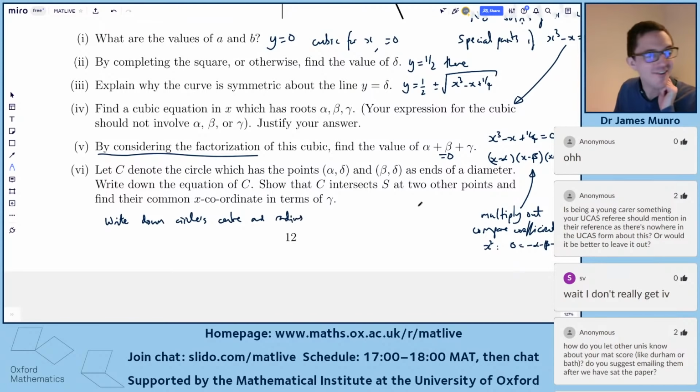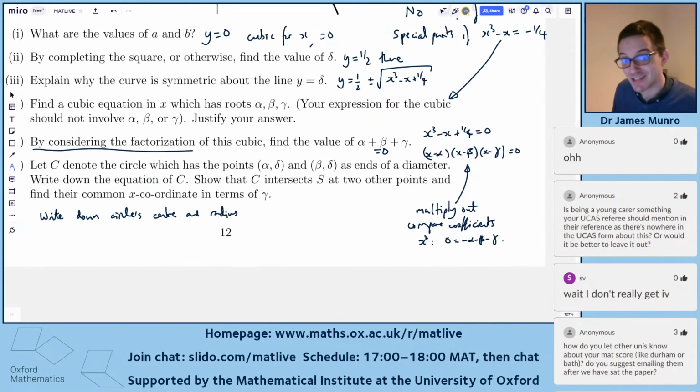Oh, is that O for comparing coefficients? Or by comparing the factorisation. Maybe this is news for people. Comparing the coefficients on this is weirdly powerful. You get this fact about the sum of the roots of the thing. It's quite nice. It's a little bit like for quadratics.